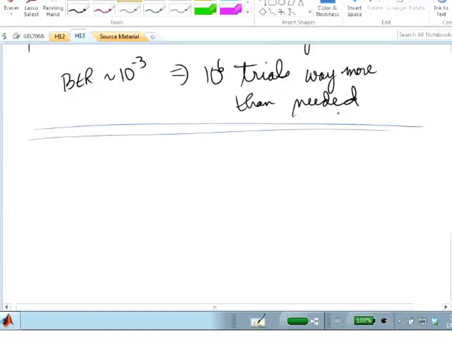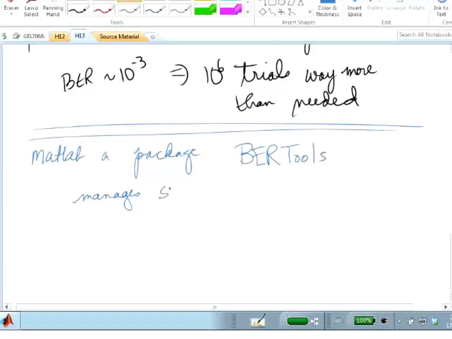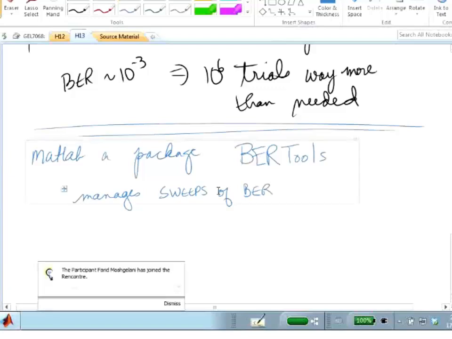And then I wanted to just mention that there is in MATLAB a package called BER Tools. And BER Tools is specifically designed to help you with this quandary about when should I stop, how many trials should I run. So MATLAB in this package manages sweeps of BER. So you want to get some curve, you want to vary SNR, you want to vary some parameter and see how the bit error rate changes with this parameter. So you want to sweep through it.